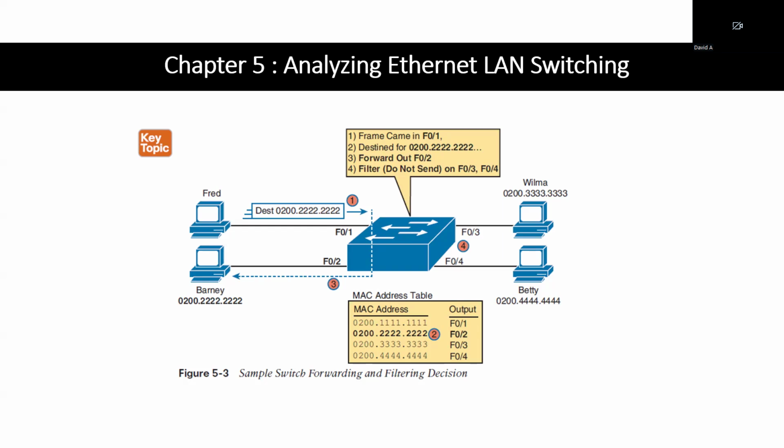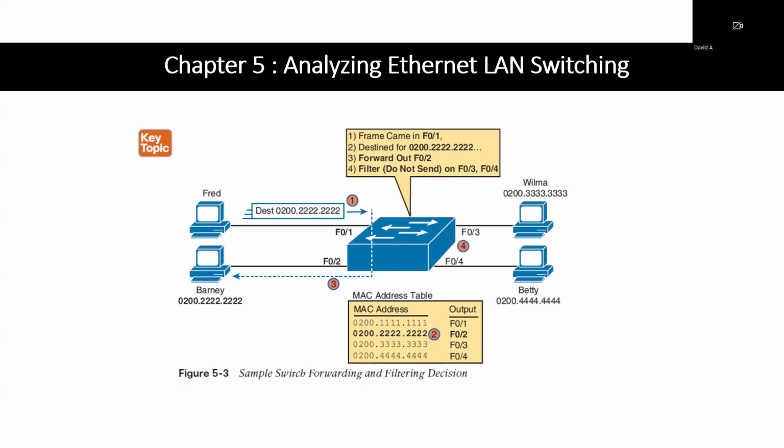So let's read this logic real quick. In this sample, on switch one, I see Fred is sending a frame and the destination is .2222. So step one, the frame came in on FastEthernet 0/1. If we're talking about the logic, I'm going to go ahead.